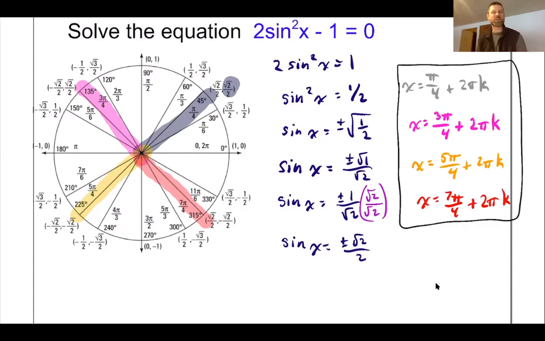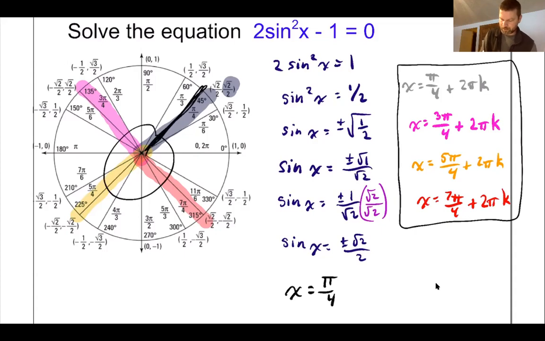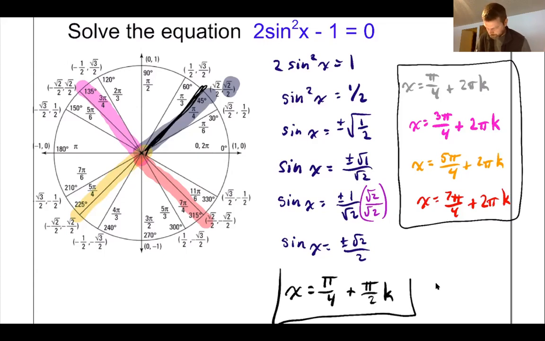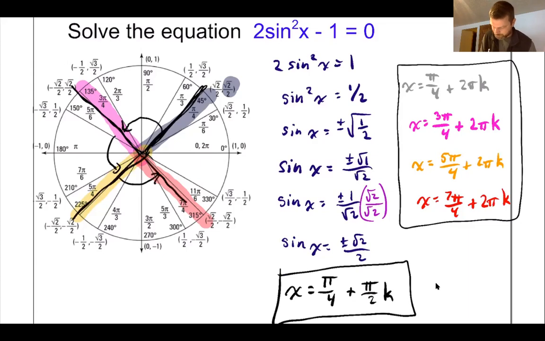However, you'll notice that these ones are all evenly spaced. I could save myself a bunch of work and just write my answer in one way. I could say my answer is pi over 4 right here. And then instead of adding a full circle to land back on itself, I'm going to add a quarter of a circle. A quarter of a circle is pi over 2, so plus pi over 2k. A quarter of a circle would land me here onto 3 pi over 4. Another quarter of a circle lands me there onto 5 pi over 4. Another quarter of a circle lands me there, 7 pi over 4, and then another quarter circle brings me back.